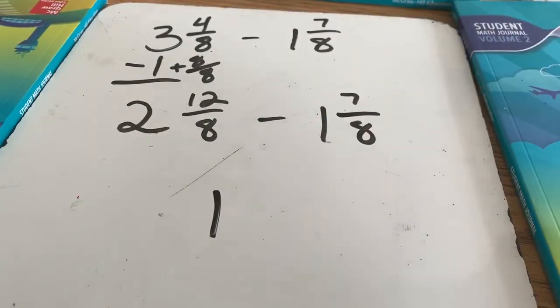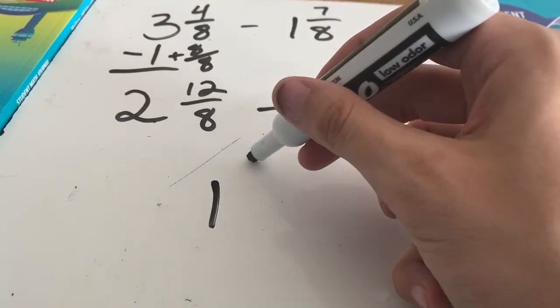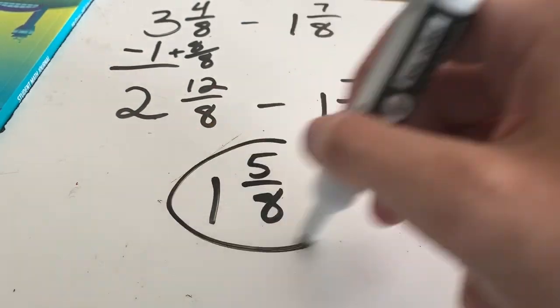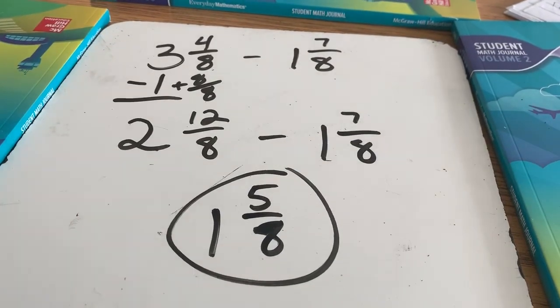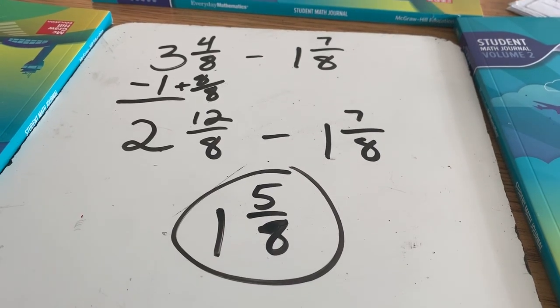2 minus 1 is 1. 12/8 minus 7/8 is 5/8. Same answer, just a different way to get to it. Whichever way you prefer is fine, just make sure we get there eventually.